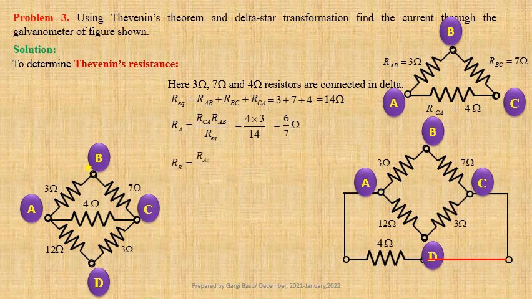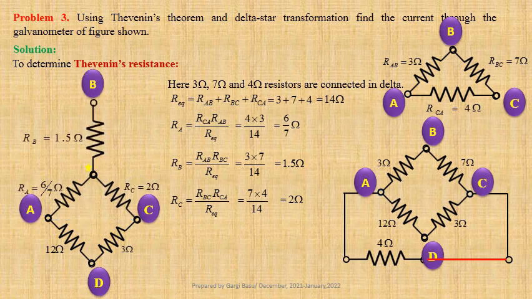Rb equals Rab into Rbc divided by Req. Using values we get 3 into 7 divided by 14 equals 1.5 ohm. And Rc equals Rbc into Rca divided by Req. Using values we get 7 into 4 divided by 14 equals 2 ohm. Let us now replace this delta with its equivalent star.